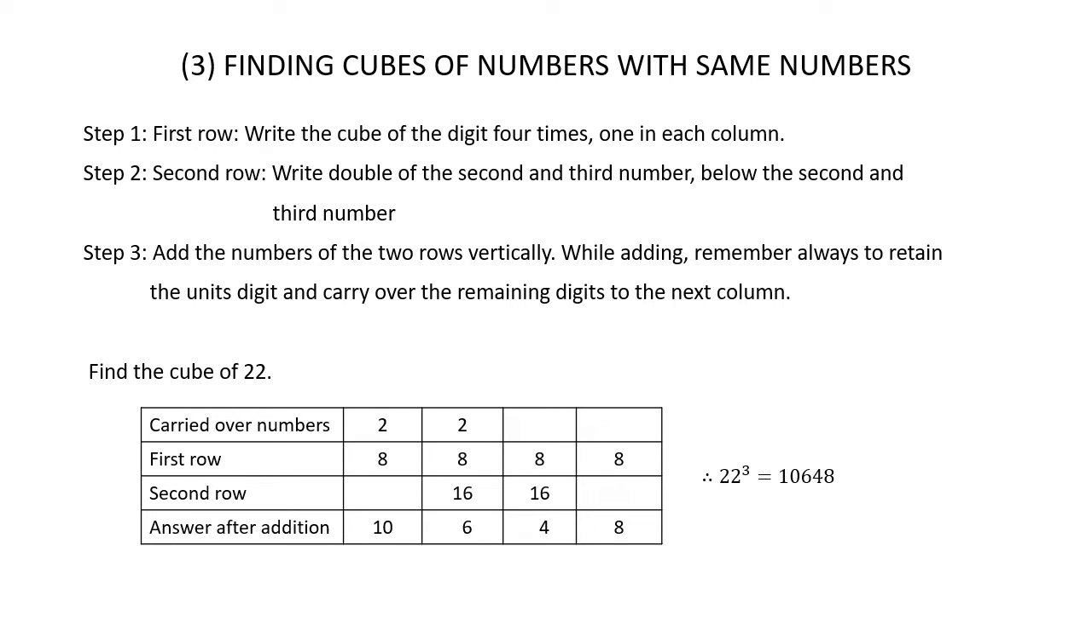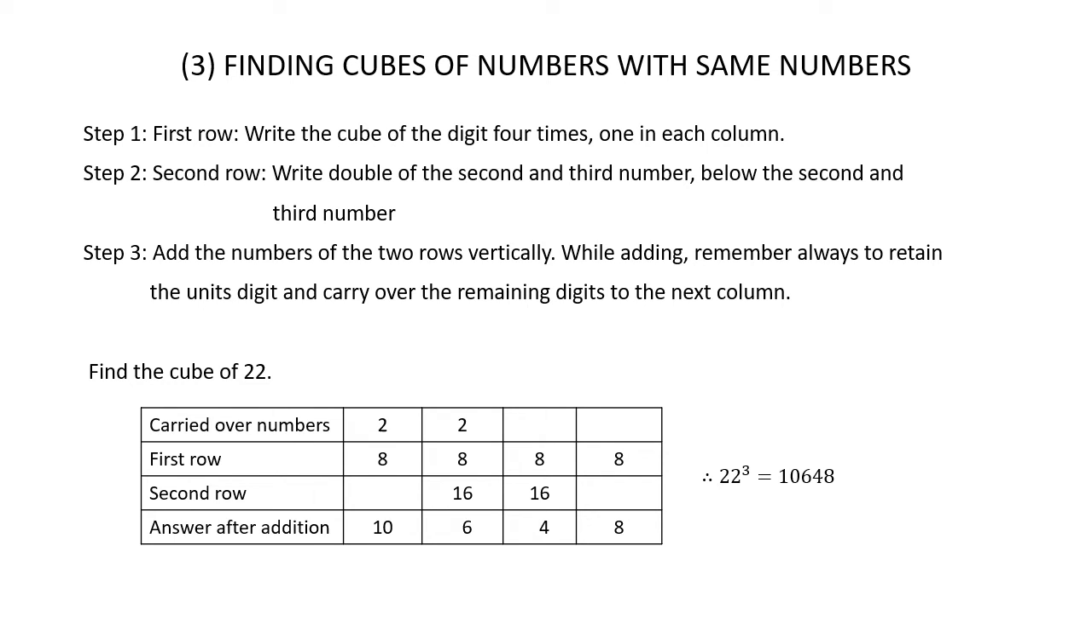The cubes of numbers with same numbers can be found out in 3 easy steps. In step 1, write the cube of the digit of the given number 4 times, 1 in each column. In the second step, write double of the second and third number below the second and third number. In step 3, add the numbers of the two rows vertically. While adding, remember always to retain the units digit and carry over the remaining digits to the next column.